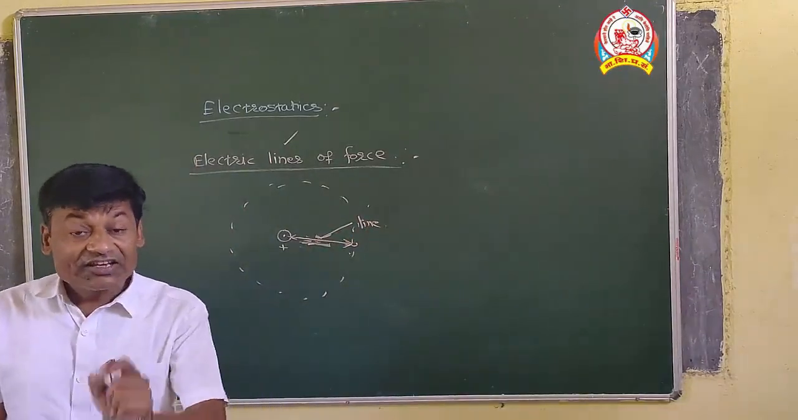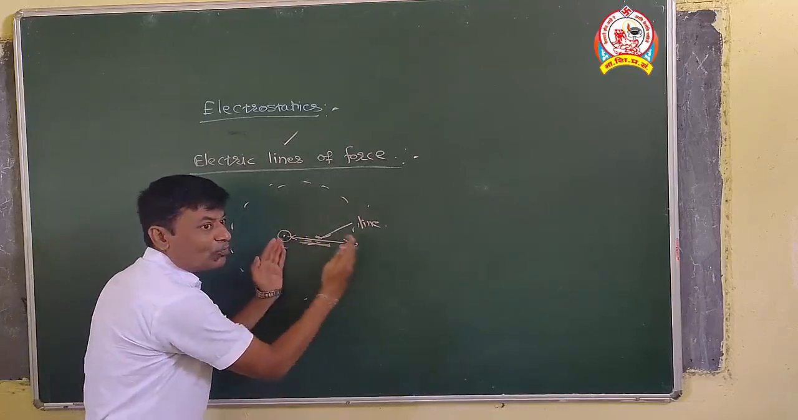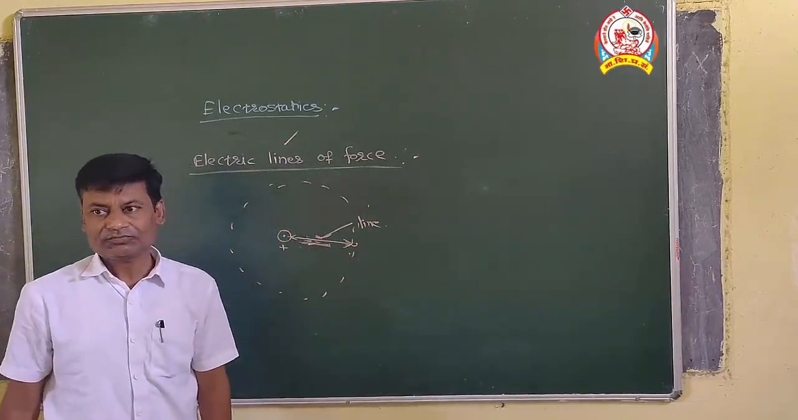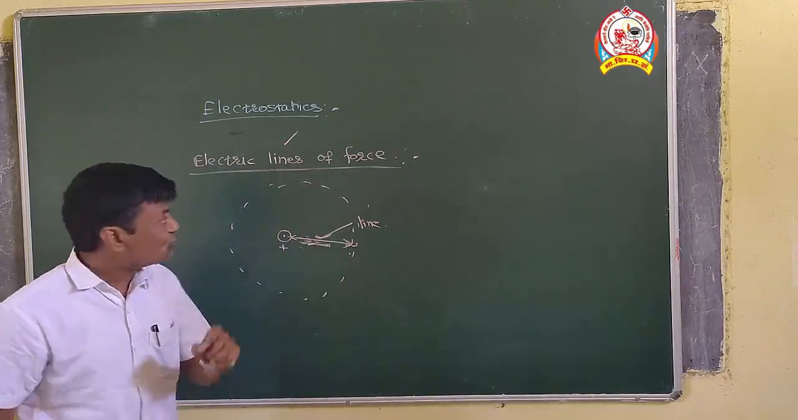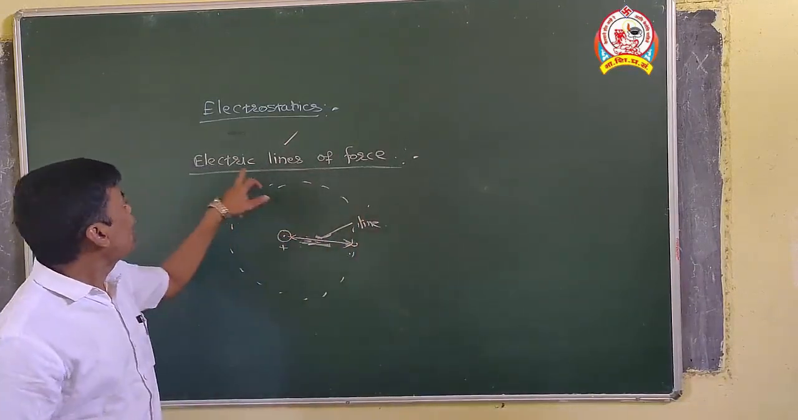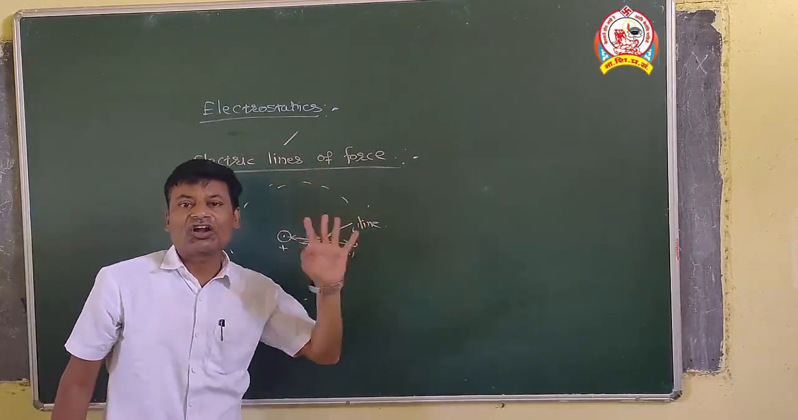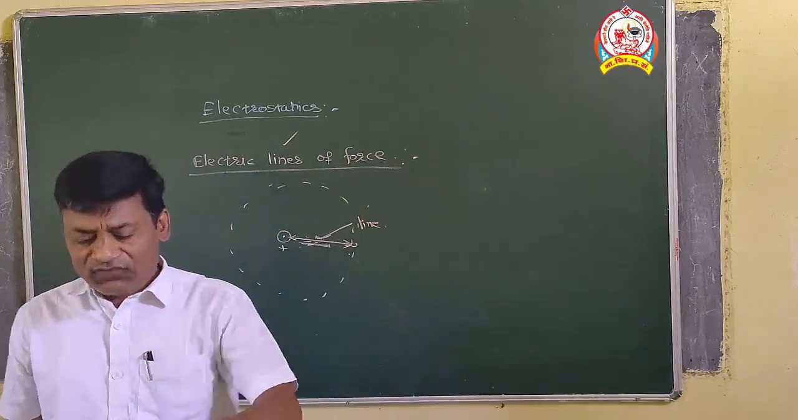And this line is generated due to the repulsion between the two positive charges. There is some force. And so therefore, this line is called as the electric lines of force.